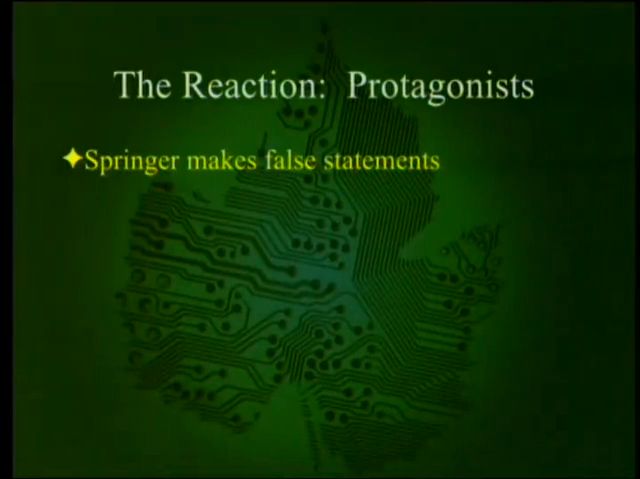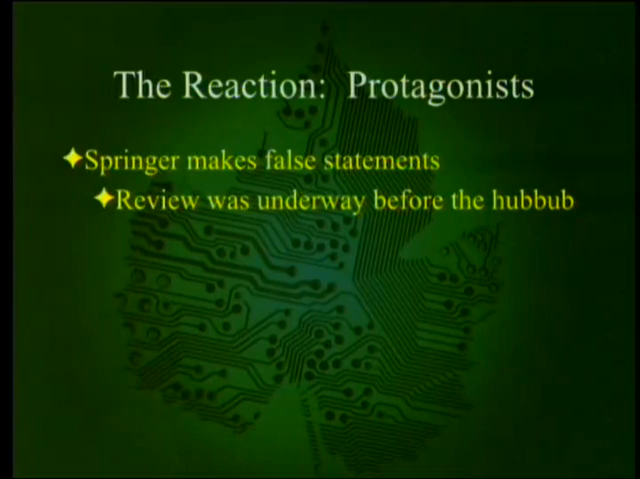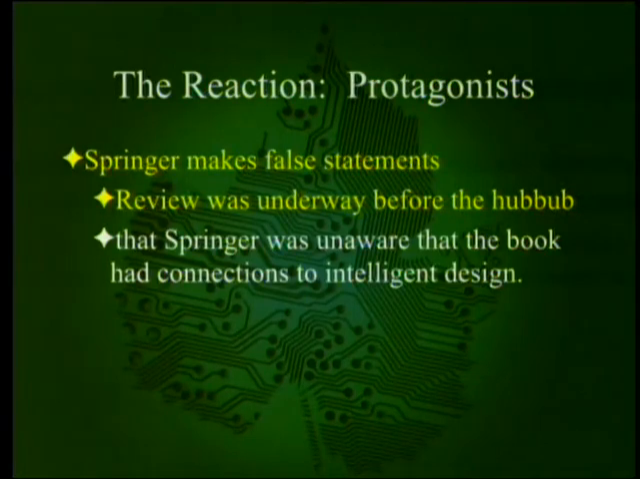Springer made some false statements, and one of the false statements was that the review was underway before the hubbub. No, the hubbub came before this additional need for review. And number two was that Springer was unaware that the book had connections to intelligent design. Now, it's very possible that the higher-ups at Springer didn't know. They certainly didn't know that certain sections of the academic community would be violently opposed to their publishing this book. I think that they thought, this is just something else we can publish.